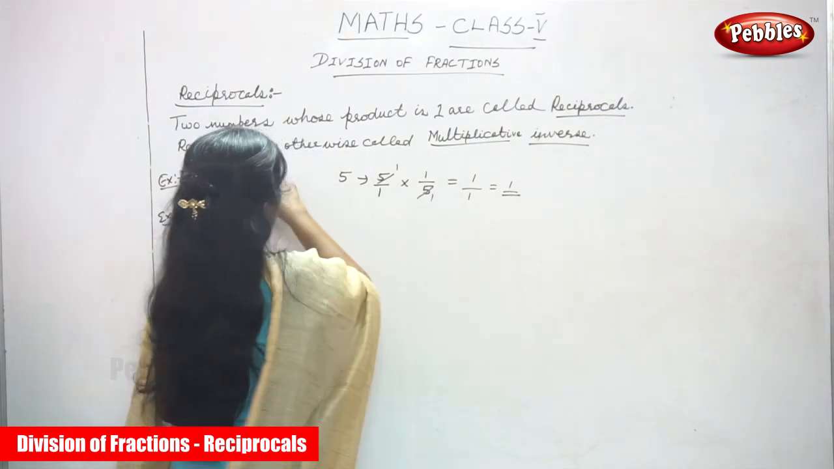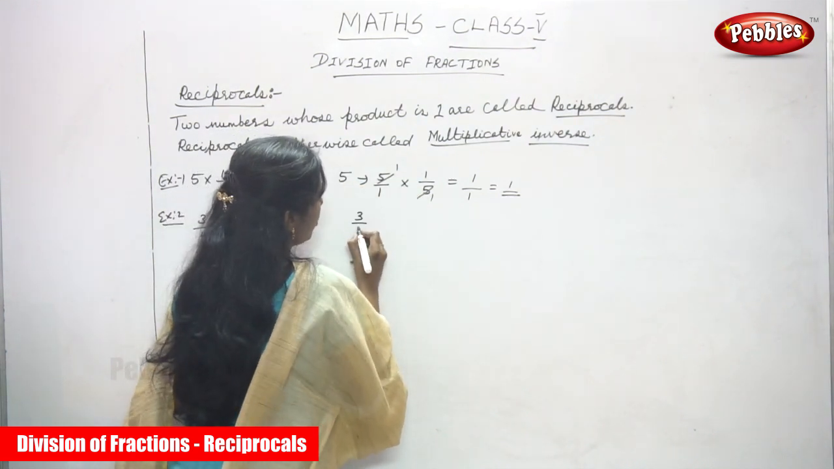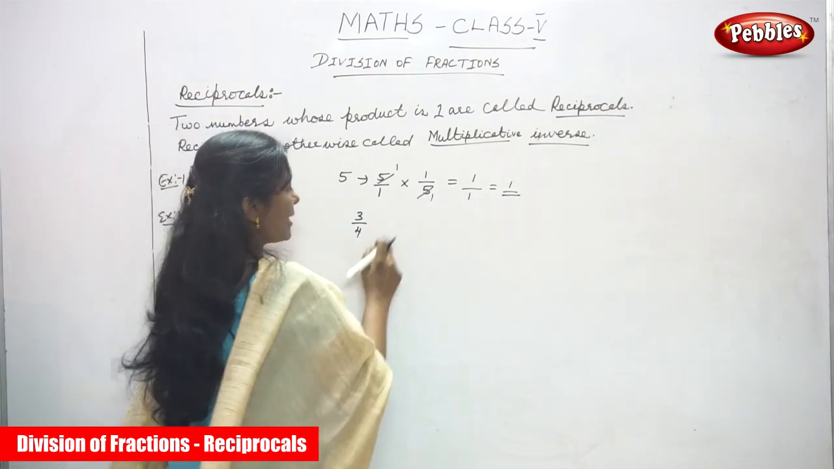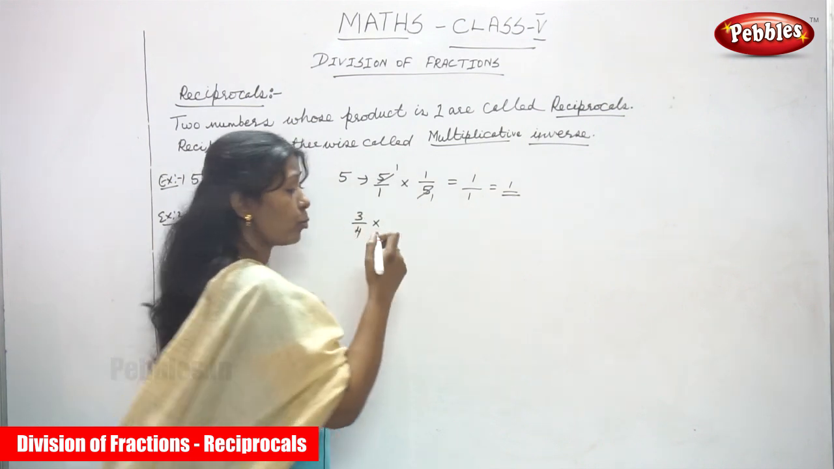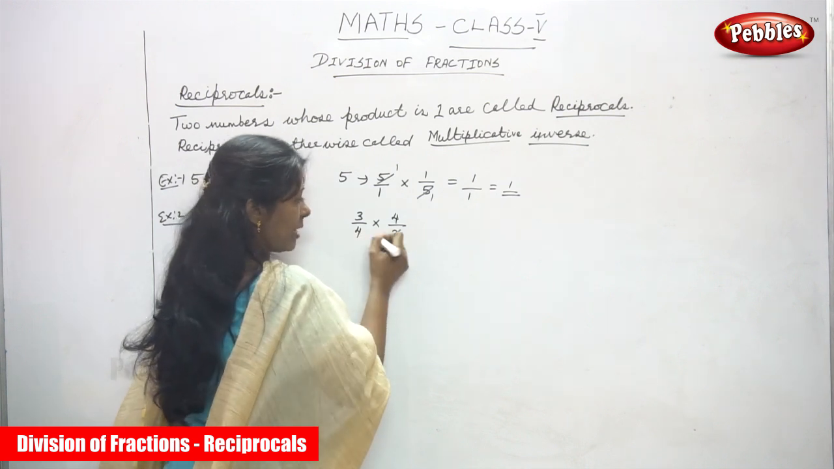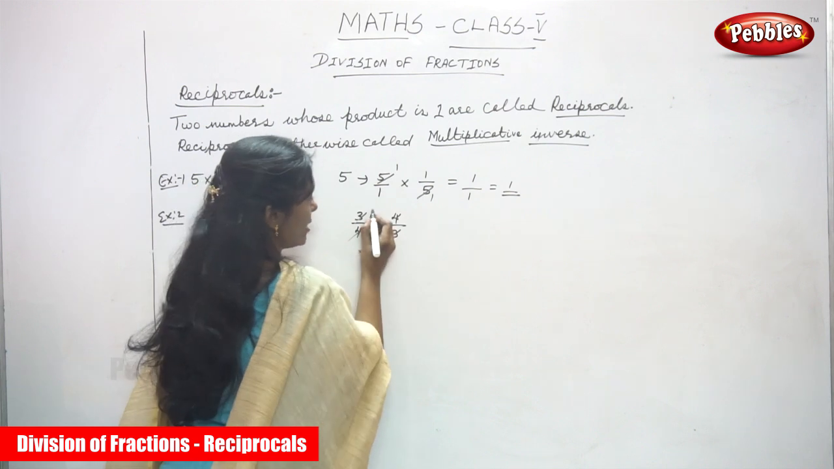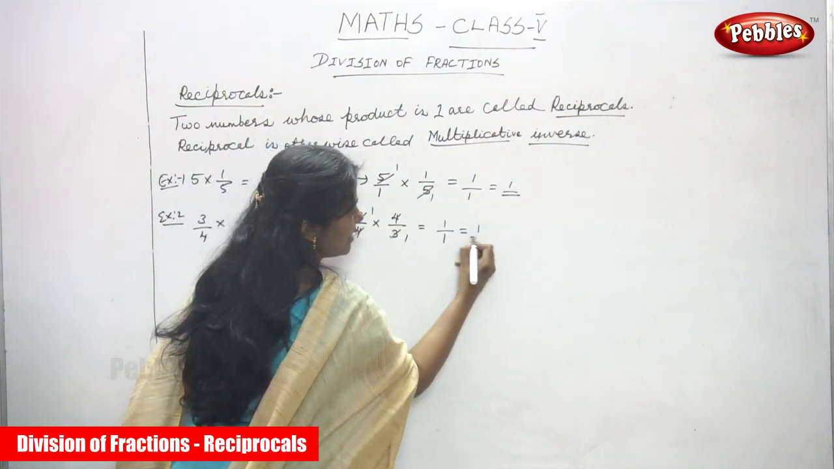Now the same, reciprocal is otherwise called a multiplicative inverse. Look at this, 3 by 4, it is a fraction. Second example, 3 by 4. Multiplicative inverse means, as I have told you, 3 by 4 becomes upside down, 4 by 3. Now I am going to cancel everything. 3 by 3 is cancelled. Same numbers are cancelled. 4 by 4 is cancelled. So I get 1, here also 1. So 1 divided by 1, you get 1 as the answer.